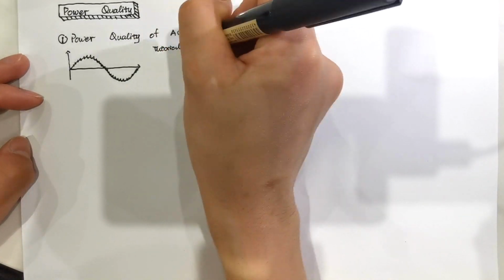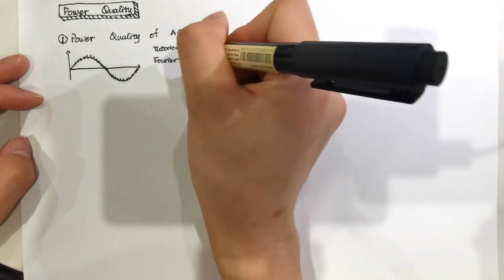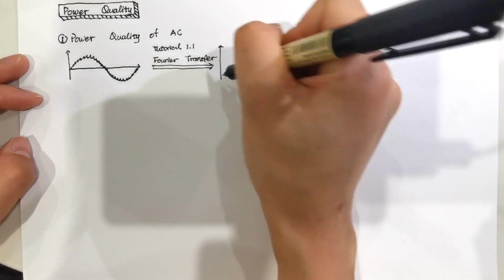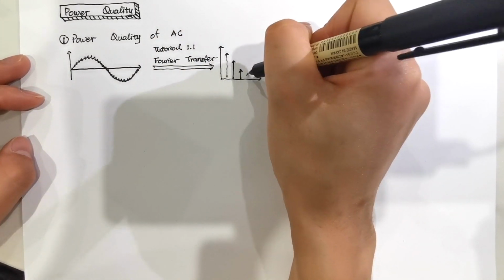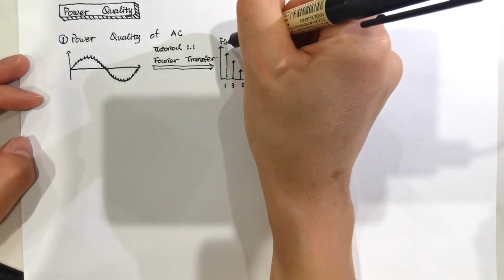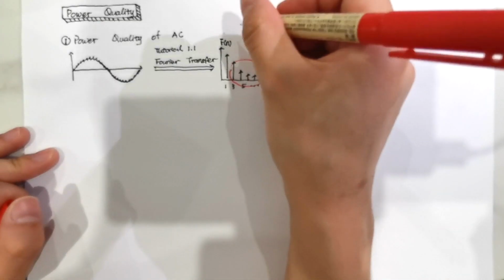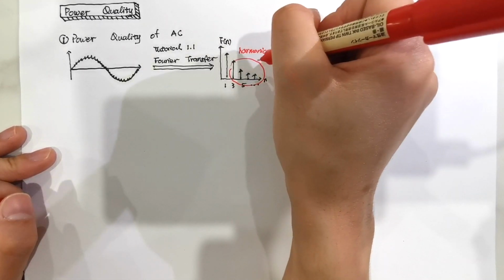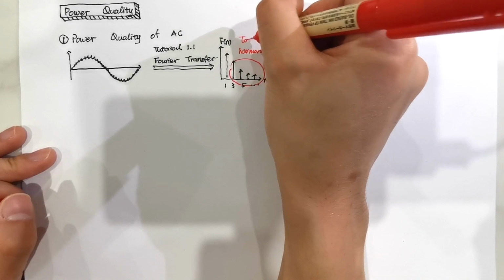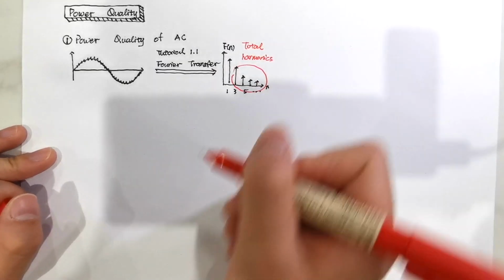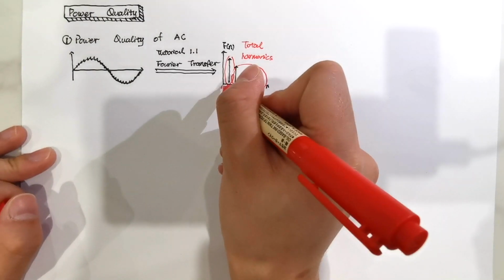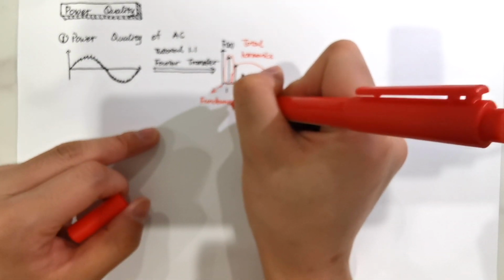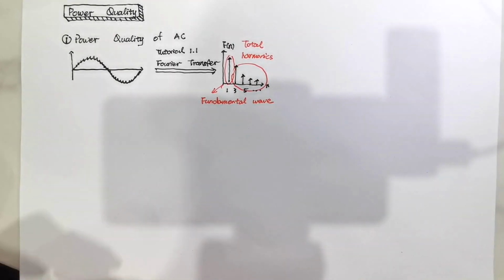To do that, we first need to break down the signal using the Fourier transform. We've discussed the Fourier transform in tutorial video 1.1. You can have a good watch in that video. All these signals we call harmonics, and the sum of them we call total harmonics. These are the noise we want to get rid of. And this is the first order wave we call the fundamental wave. This is the pure sinusoidal wave we want.